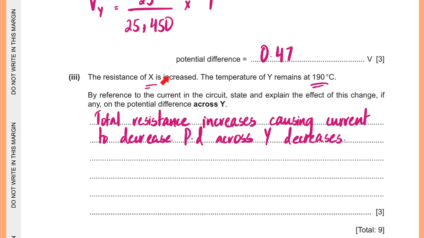I can't use V equals IR for the other one, because for that one, its resistance goes up and current goes down. So overall, I don't know what's going to happen to its voltage. Would it increase or would it decrease? But because the resistance of Y is constant and current goes down, the potential difference or potential drop also goes down.